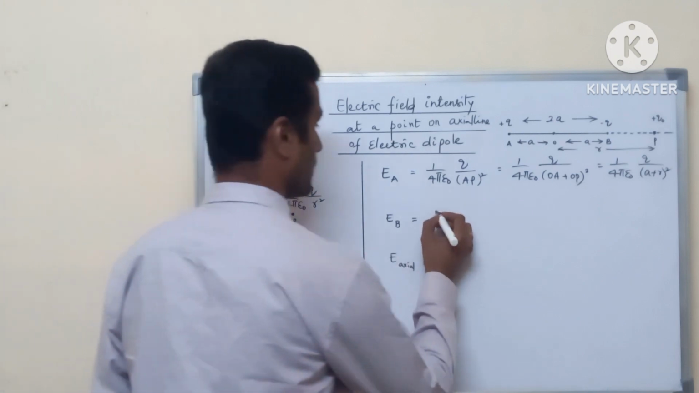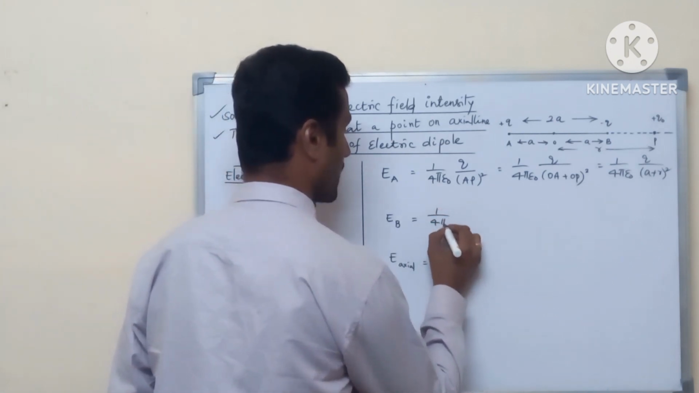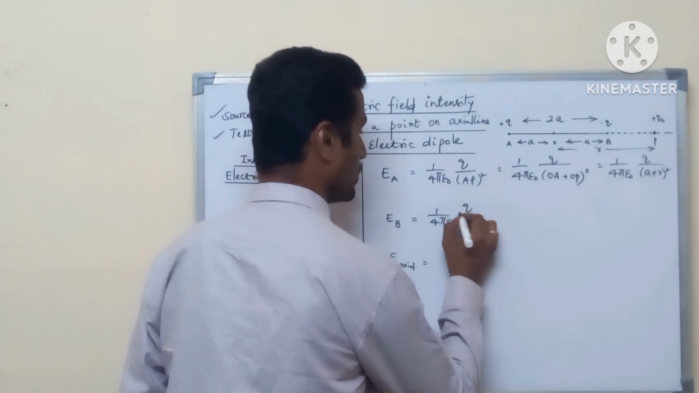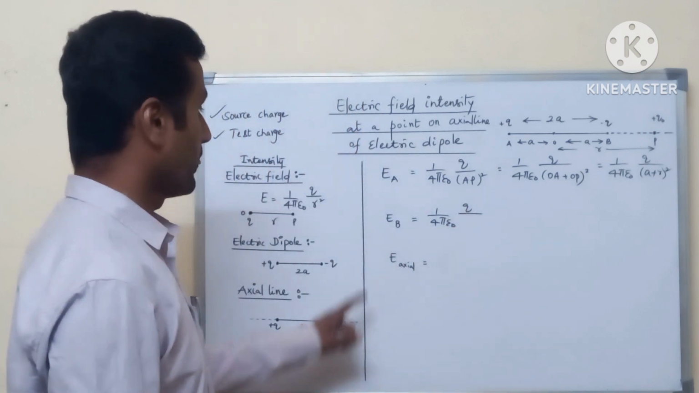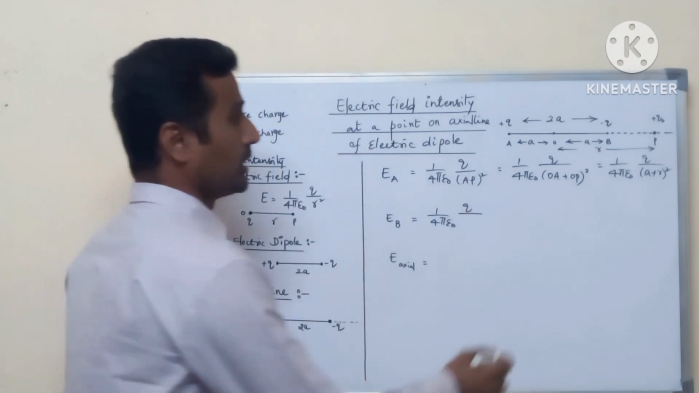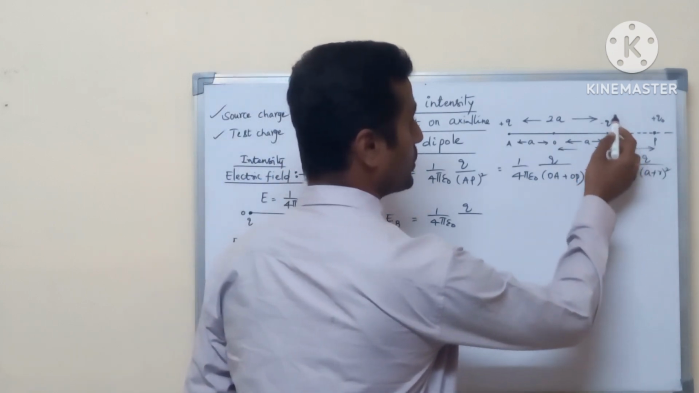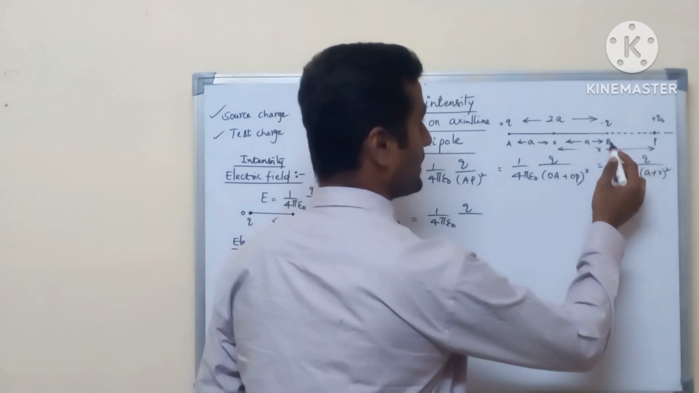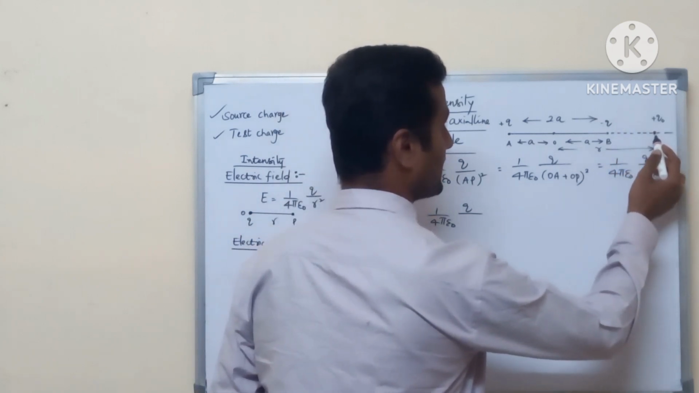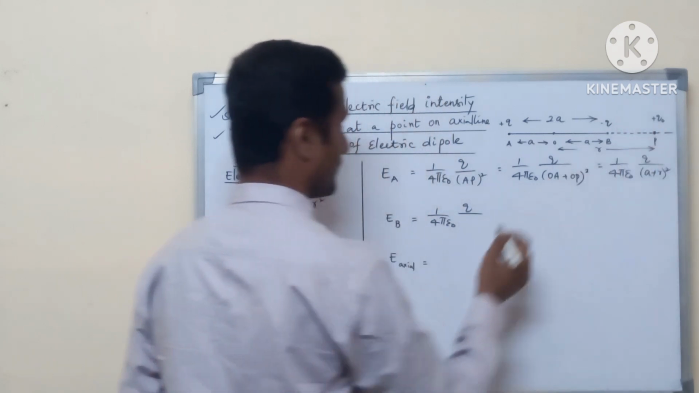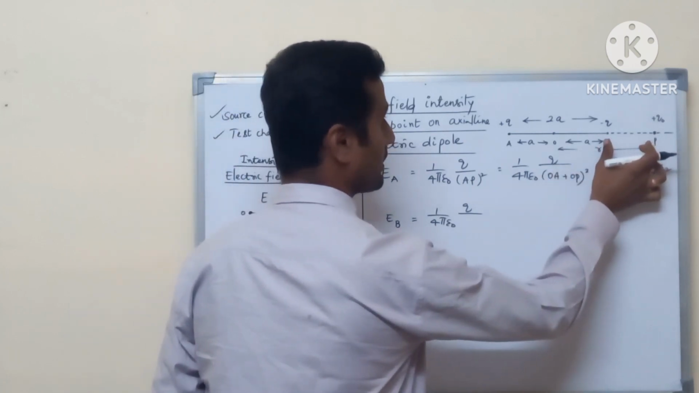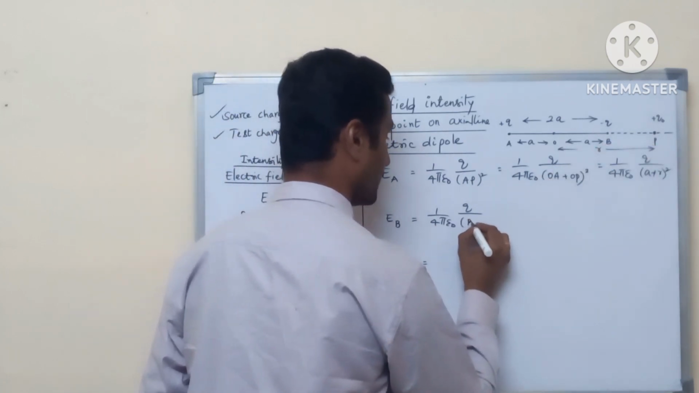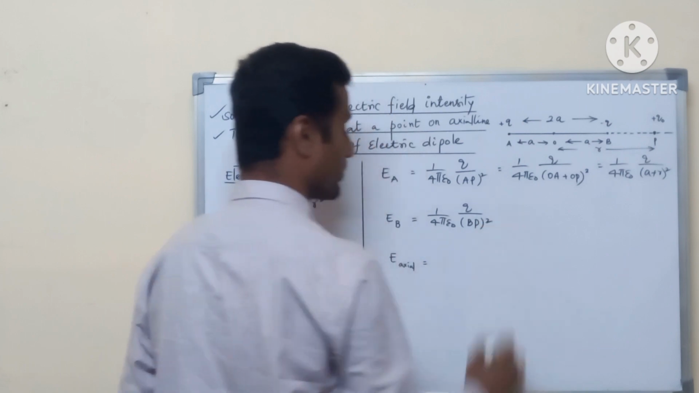Similarly, we can write 1 by 4 pi epsilon naught Q by, here the electric field due to the negative charge at B, which is creating an intensity at P. Then the distance is BP whole square.